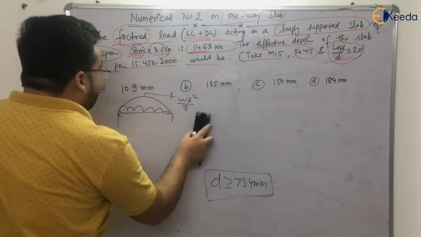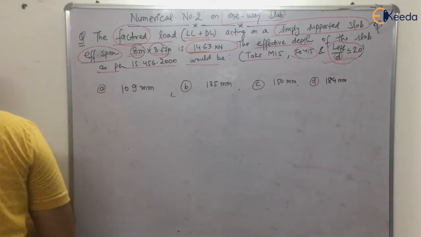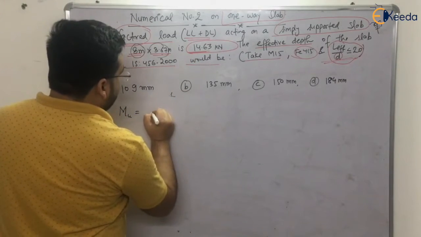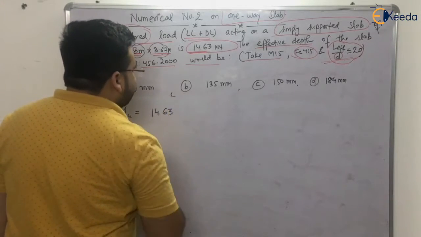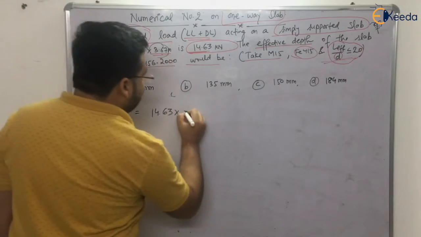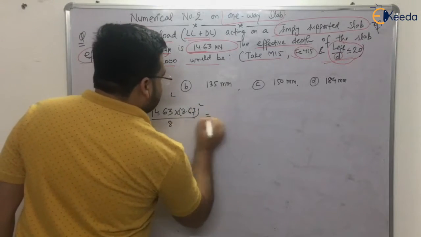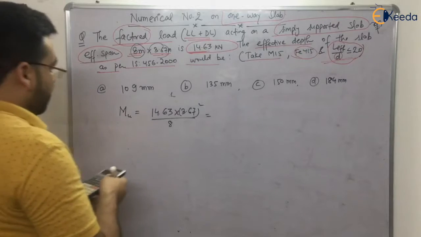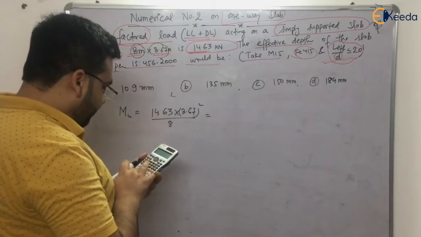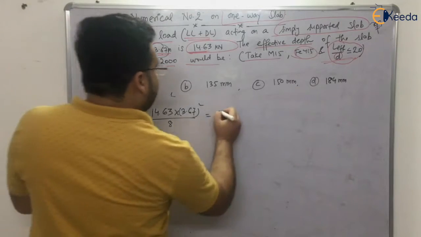So how much will the factored moment be? W, the factored load, is given to you. The factored load is 14.63. So moment MU will be equal to 14.63 into L square, L is 3.67, 3.67 square divided by 8. So how much is the moment coming? It comes out to be 14.63 into 3.67 square divided by 8, which is 24.63 kilonewton meter.